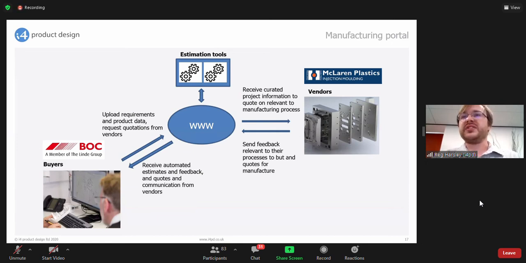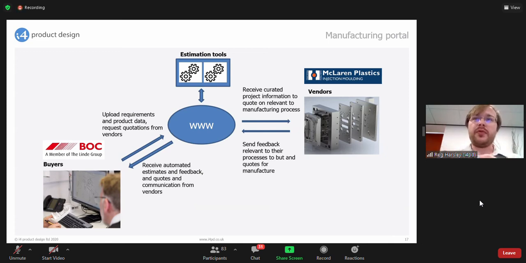So the vendors would receive projects that are specific to their manufacturing process. They can quote on it, or they can start having a conversation with the buyers through the portal about things that are specific to their process. So this is where we're using DOC as a test buyer group and Claren Plastics as a test vendor group, so that we can try and improve communication between buyers and vendors early on, and hopefully make some new connections that way. Because obviously with trade shows being closed at the moment, it's difficult for new connections to be made. So hopefully this portal can help improve that.